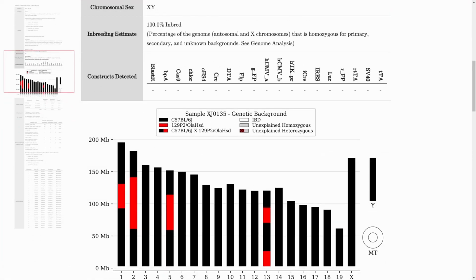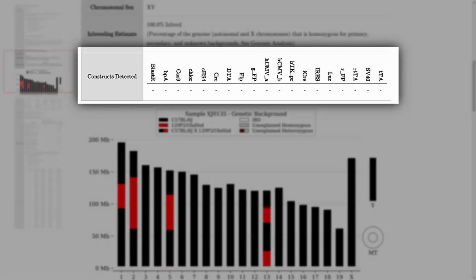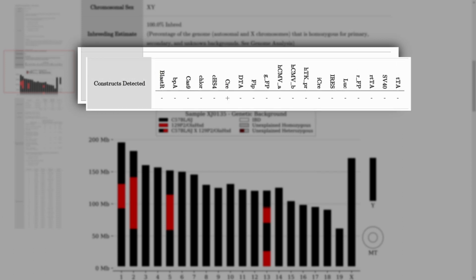MiniMUGA can identify 19 types of constructs commonly used in genetic engineering. Here we see an example with no constructs detected. A minus sign indicates that the relevant construct was not detected in this sample. A plus sign indicates the presence of a given construct. In this case, MiniMUGA detected Cre recombinase in this sample.